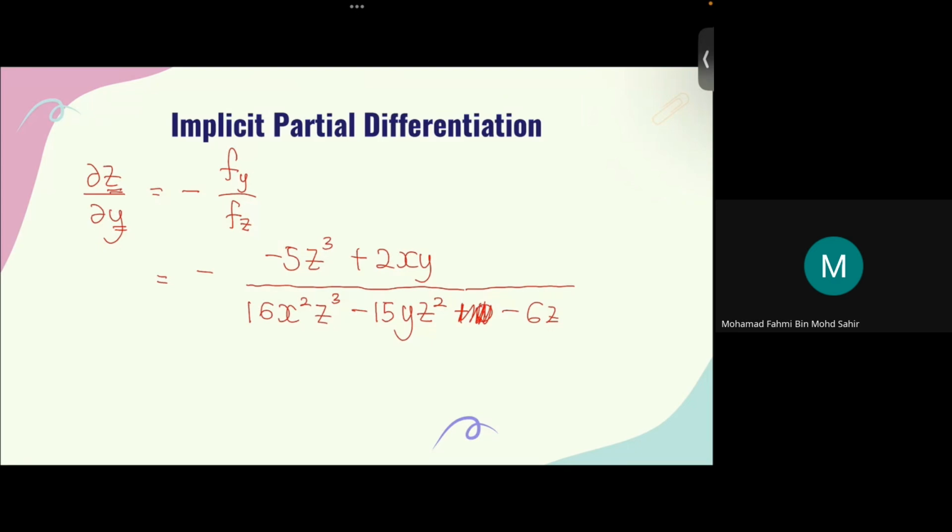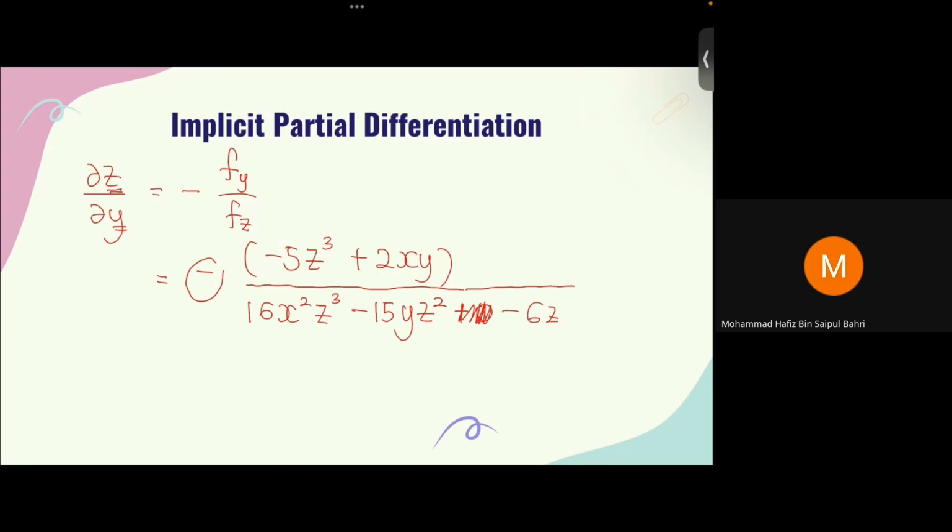Or you can put a bracket also. No bracket is also okay, but you must let me know that you are aware of this negative. If you want to bring it inside, make sure you change all the signs. Okay, right? Is it okay?